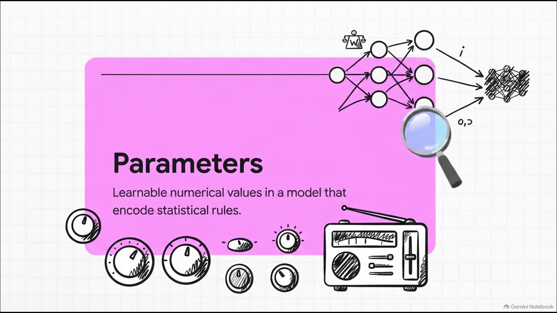So the big takeaway here is that weights are a primary type of parameter. They aren't separate little warehouses of knowledge. They are literally the fabric of the network itself, constantly adjusting during training to encode statistical rules.